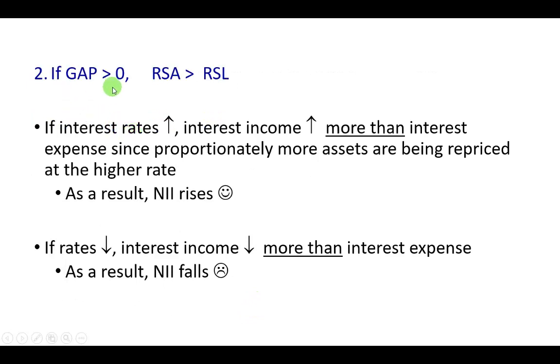Now, if on the flip side we have a positive gap in that rate sensitive assets exceed rate sensitive liabilities, then what happens is when interest rates go up, interest income is going to go up, and it's going to go up more than interest expense, since proportionately more assets are being repriced at the higher interest rates, causing our net interest income to sweetly rise. Now, if sadly interest rates were to go down, then interest income would fall, and it's going to fall more than interest expense, because again, we're repricing more rate sensitive assets than we are rate sensitive liabilities, which would cause our net interest income to go down.